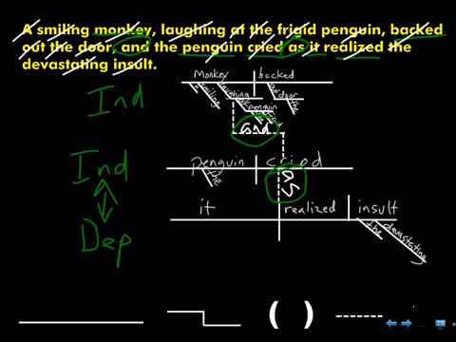Yes? Okay. It realized the devastating insult is only a dependent clause because of the word "as," right? Correct. Okay, so if it was an "and," then that would be okay. If you said: the smiling monkey laughing at the frigid penguin backed out the door, and the penguin cried, and it realized the devastating insult. Not only have you changed it to an independent clause, you've also changed the meaning of the sentence. You've said these two events are independent. They don't relate to each other. But with "as," you're saying this happened simultaneously. There's some linking here.